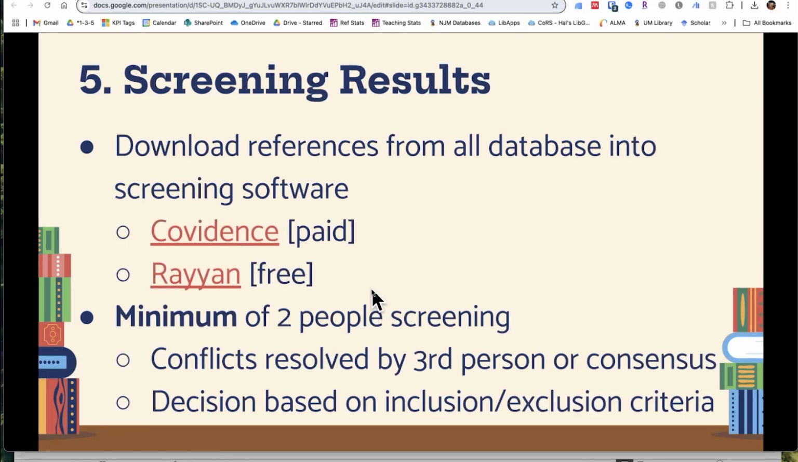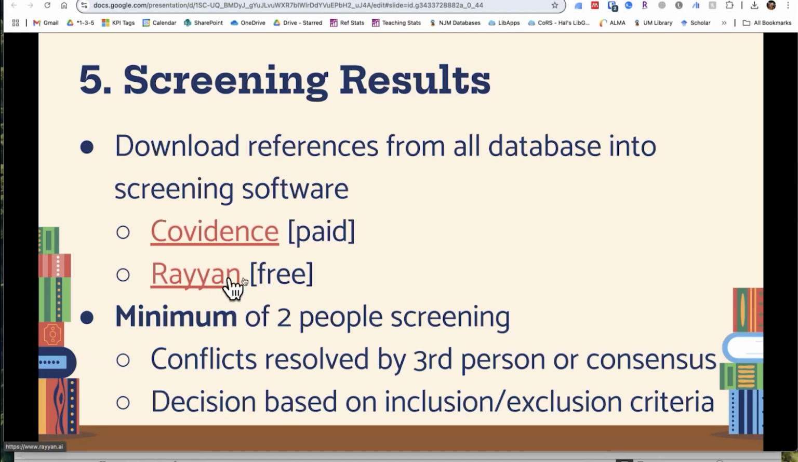Okay, so once you've done your search in a bunch of different databases, you have a whole bunch of references. So what do you do with those references to get them into software to do screening? I linked to 2 different ones here. I'm not sure if you have a subscription to Covidence, which is what we use, but I'm guessing not. It's not super common, but it's a great screening and extraction software.